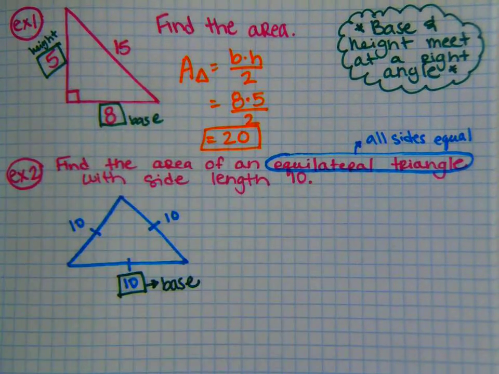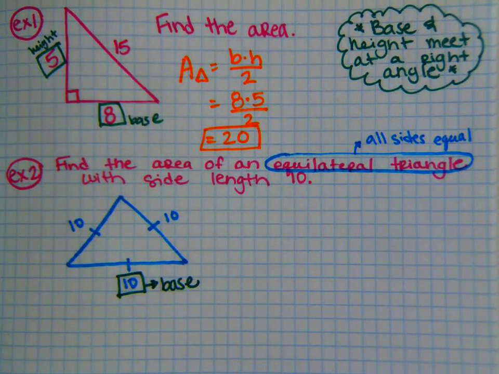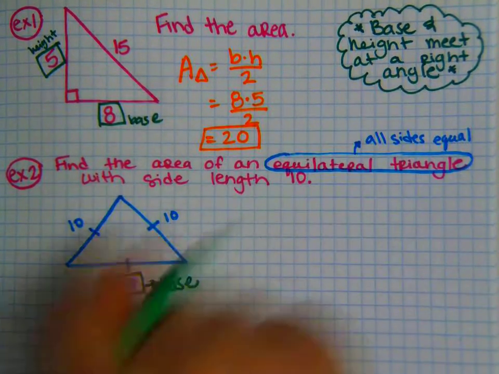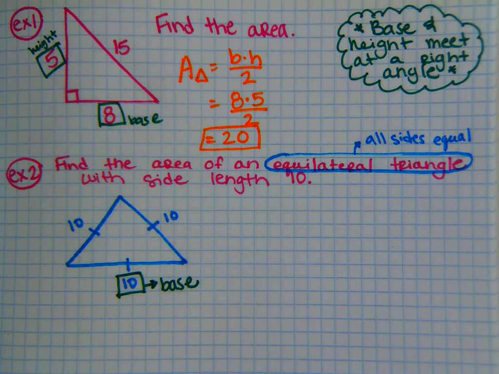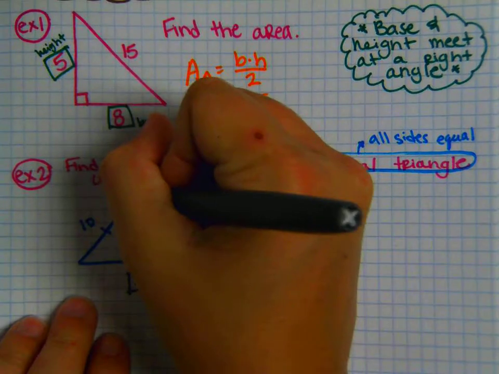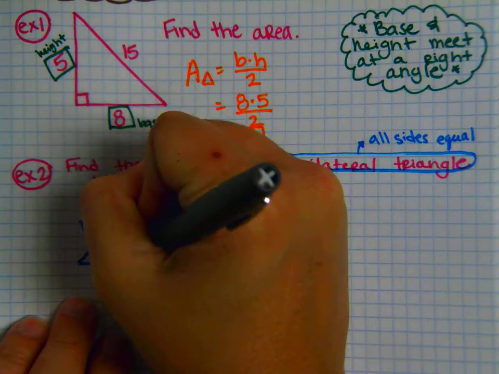Our base is 10. But remember our note. Our note up here said the base and the height have to meet at a right angle. Do we have any right angles here? No, we don't. So since there's no right angles, we actually have to make a right angle. So I have to go like this. And there is my right angle.